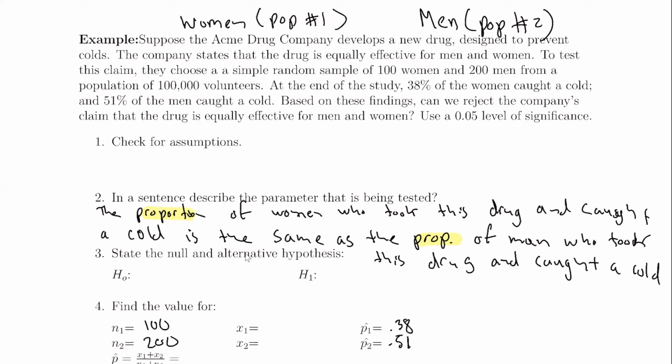All right. So up here, we're going to find X1 and X2. You really want to find X1 and X2 because if you want to use your calculator, you're going to need them. So to find X1, all you have to do is say, get 100 times 0.38, and you get 38. If you want to find X2, you say 200 times 0.51 and you get 102.